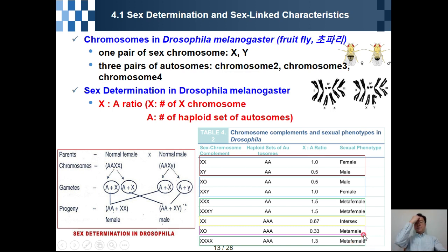So the important thing in sex determination in the fruit fly is the X to A ratio. If it is 1.0, it will make a female, and 0.5 will make a male. Above 1.0 it will make a super female, and below 0.5 it will make a super male. Between 0.5 and 1.0 they will make an intersex. Okay.